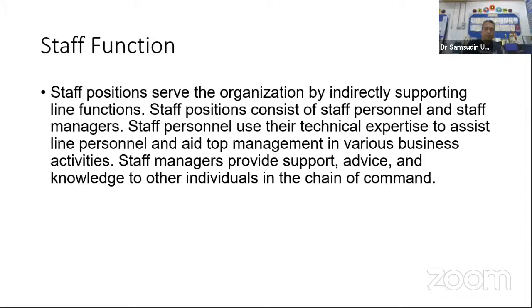That's a function. That's why the staff has a very important role and a very important function in realizing the success and performance of the organization. There is a lot of research about the staff role. Okay, next slide, please.